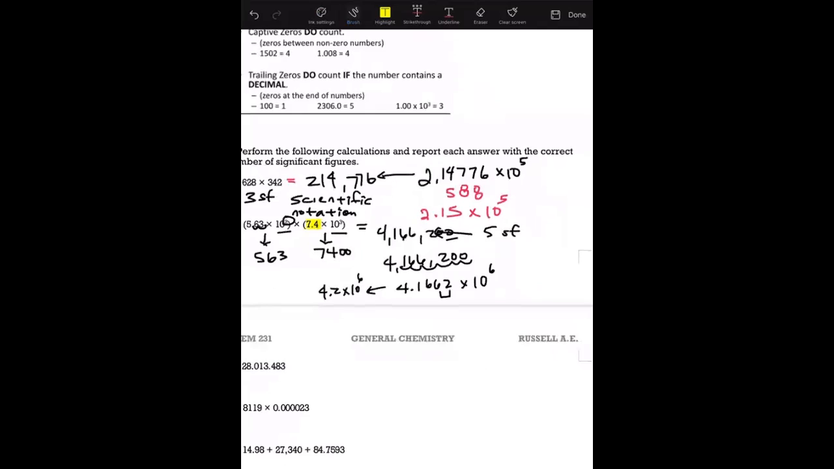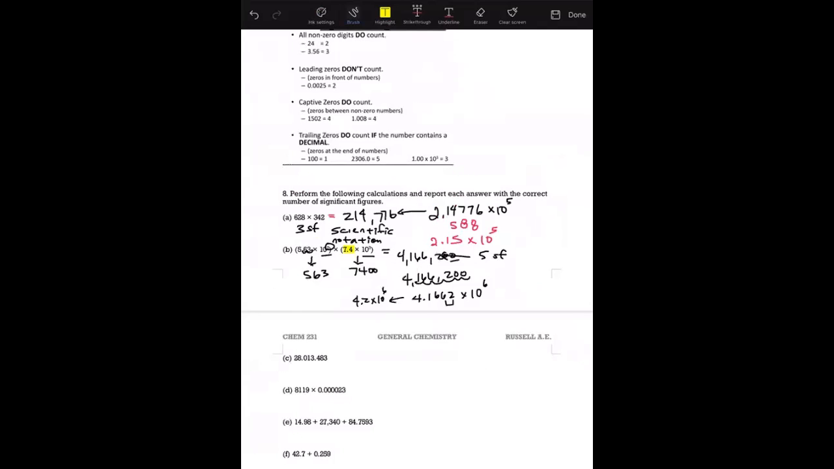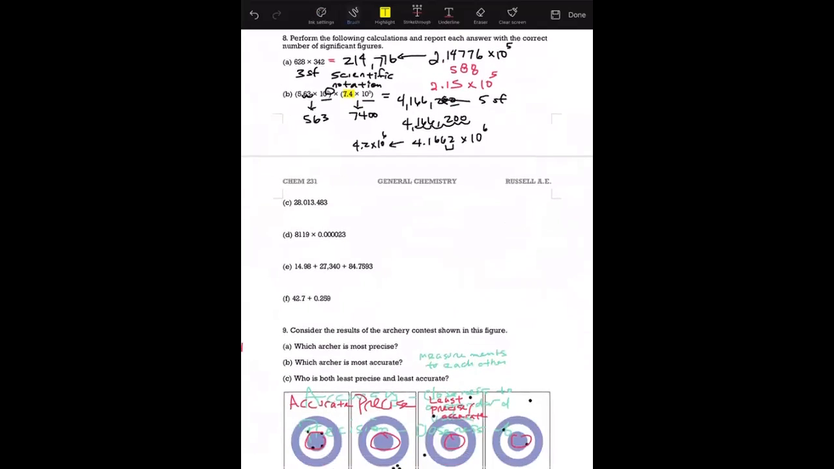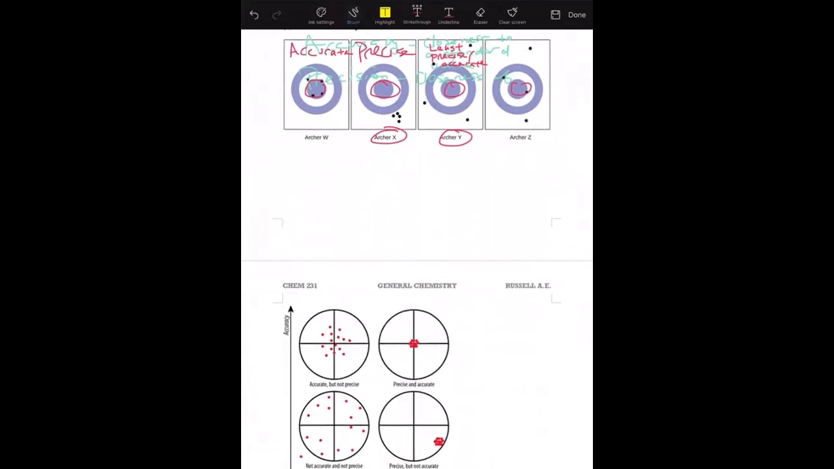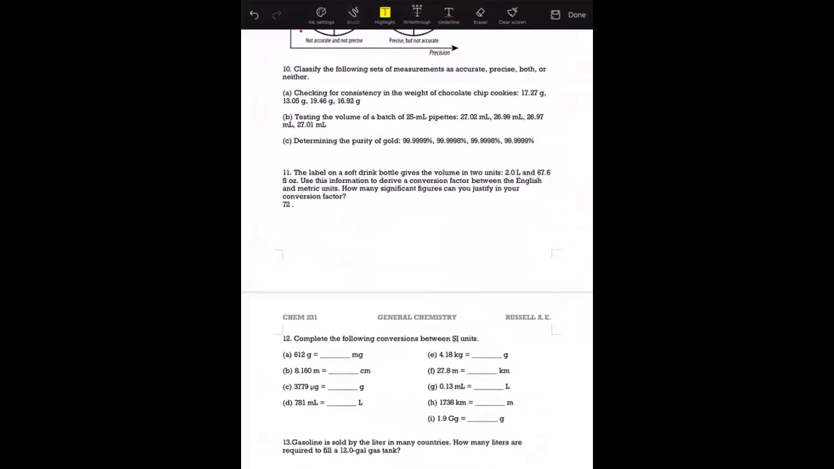All right, let's go down and look at some of these. I'm going to leave these right here. I want you to work on these on your own prior to turning this in. And let's go to some of these other calculations.